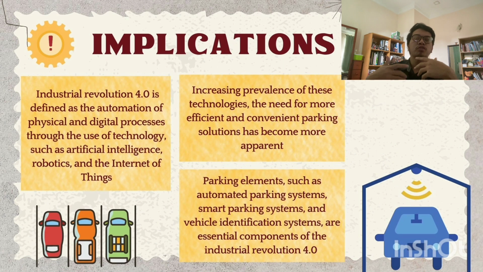So, the implication of parking elements to Industrial Revolution 4. Industrial Revolution 4 is defined as the automation of physical and digital processes through technology. So, with the increasing prevalence of these technologies, the need for more efficient and convenient parking solutions has become more apparent. So, parking elements such as automated parking systems, smart parking systems, and vehicle identification systems are essential components of the Industrial Revolution 4.